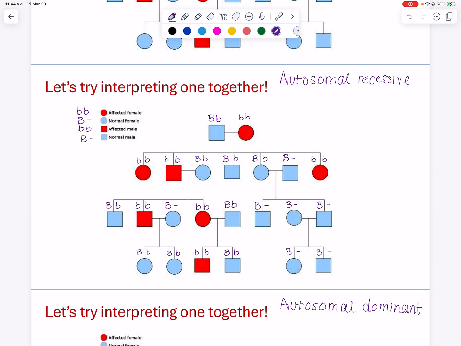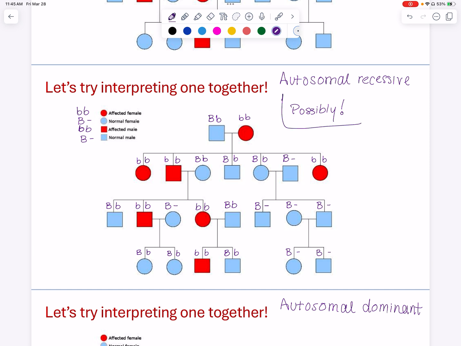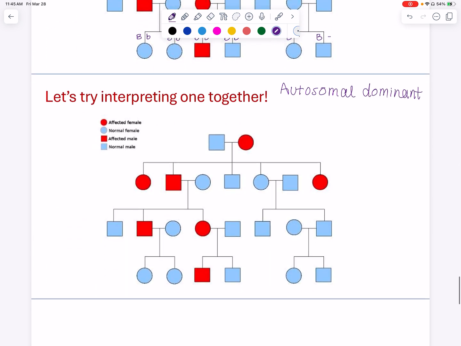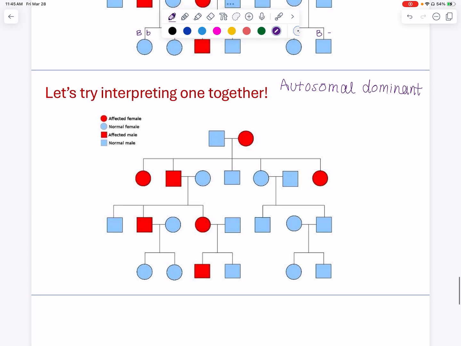The thing that we can look at through all of this is that there's no way to rule out whether or not this is an autosomal recessive inherited trait. So what I'm going to say is that possibly this is how this trait is inherited. To know for sure, let's go through the final scenario, which is our autosomal dominant traits.